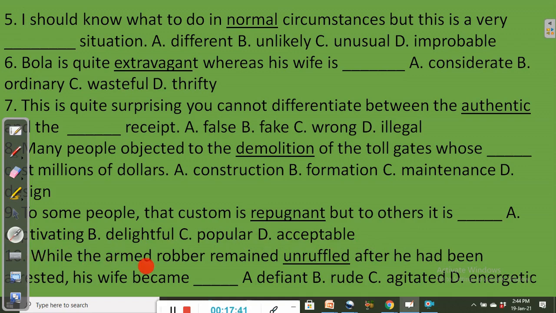Question 10. While the armed robber remained unruffled after he had been arrested, his wife became dash. When someone is unruffled, it means that the person is calm, unperturbed, all right, unworried, that is not disturbed, all right. What should be the opposite?